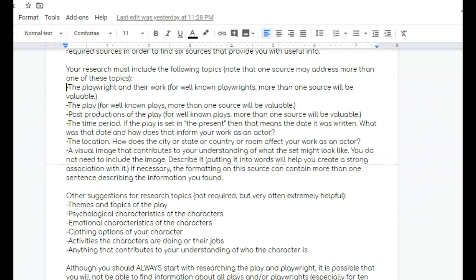For well-known playwrights and for well-known plays, more than one source is great for this information each. For a very well-known play, you should always start with the playwright and the play, and then past productions of the play. So make sure you look into that. I will cover in just a minute plays that are not well-known and playwrights that are not well-known, or information that's not plays.